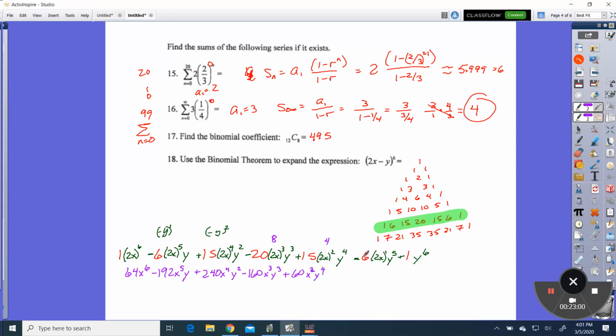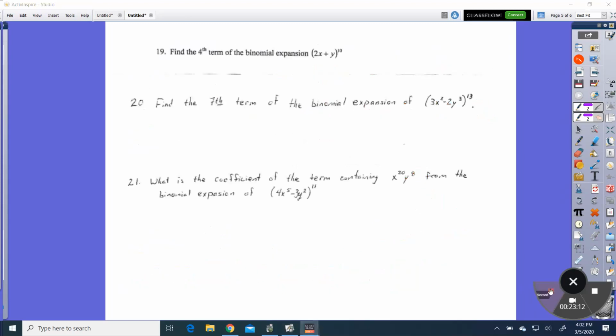Two to the 1 is 2 times 6 is negative 12. And that's my answer. That's that binomial expansion. So now on this one it says to find the 4th term. So again, remember that the r is 1 less than this, so r equals 3.